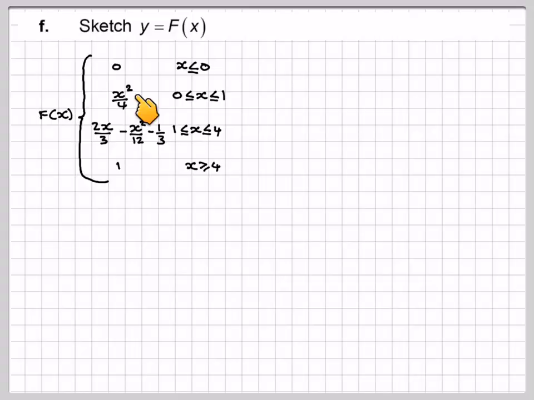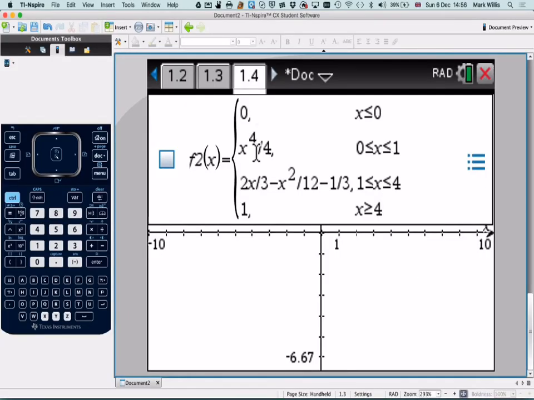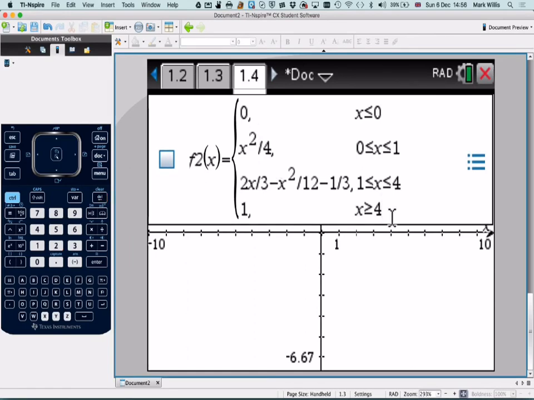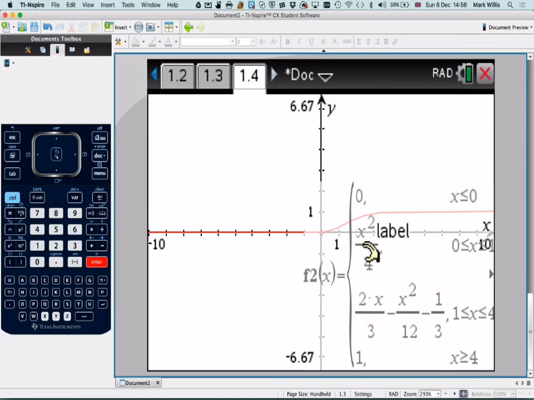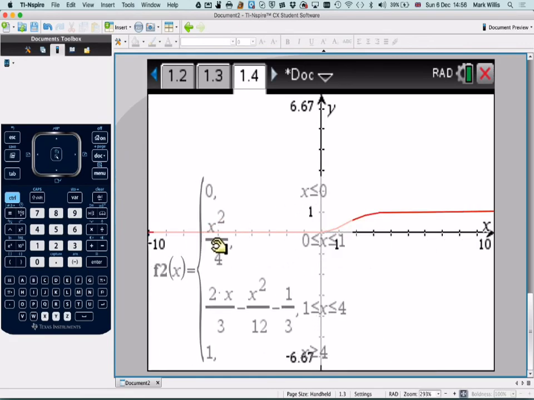It's good I did check it because I just realised I've made a mistake. It should be x squared over 4. So going back and changing this to squared and pressing enter, we get the reasonable looking graph that we wanted. I'm only going to be interested in this bit down here, so I'm going to move the label a little bit out of the way. It's got quite big, the label.